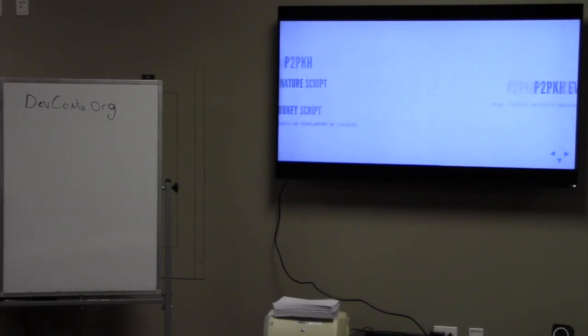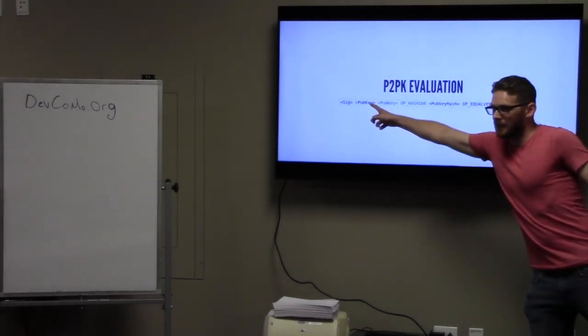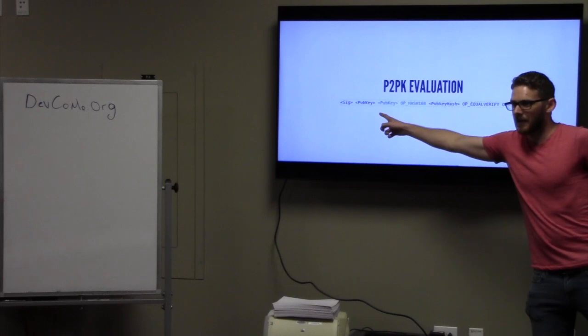It's a little complicated, so we're going to do this step by step. The first operation that gets executed is the duplicate operation, which consumes one item off the stack, namely the public key, and it will duplicate it. So our stack ends up looking like this. We have 2 copies of the public key now on the stack.